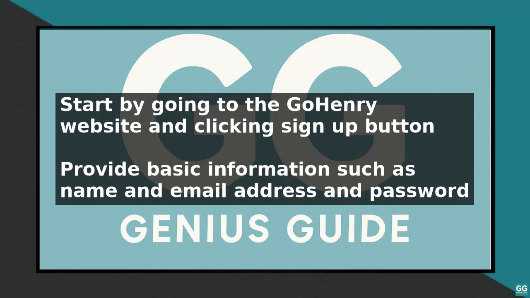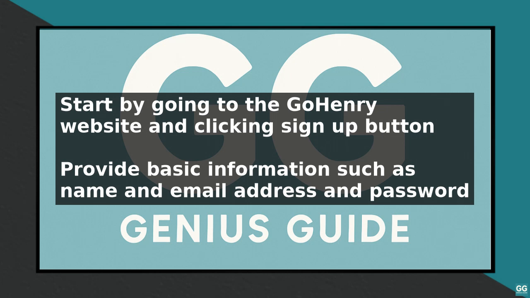To activate a GoHenry parent account, start by going to the GoHenry website and clicking on the Sign Up button. You will be asked to provide some basic information such as your name and email address. Choose a strong and secure password for your account and make sure to remember it, as you will need it to log into your account.